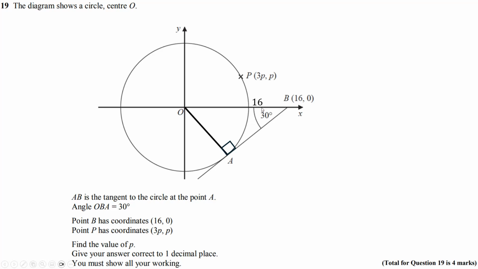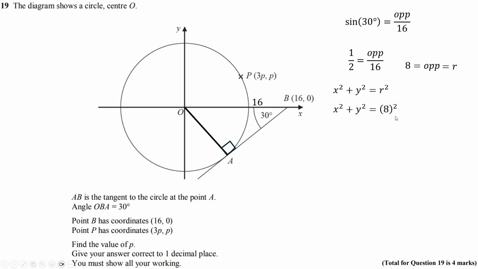So sine 30 equals opposite over hypotenuse. And then times by 16 on both sides, and then put that into a calculator. Or you can say that sine 30 is a half, which is an exact value that you should know, and then multiply by 16, so 8 equals the opposite. So this side equals 8, meaning the radius equals 8. And that tells us that because it's centered at 0, x squared plus y squared equals the radius squared. The radius we know is 8, so x squared plus y squared equals 8 squared, which is x squared plus y squared equals 64.